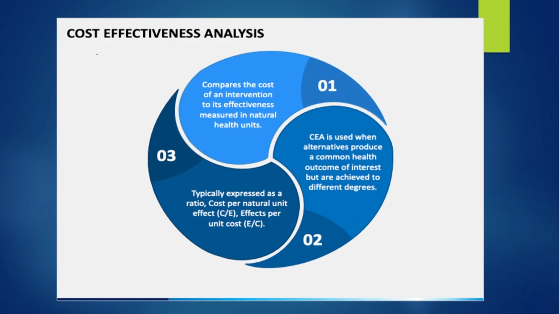Cost effectiveness analysis can be described in 3 ways. First of all, it compares the cost of an intervention to its effectiveness measured in natural health units. Second, it is used when the alternatives produce a common health outcome of interest but achieve it to different degrees. Thirdly, it is typically expressed as a ratio: cost per natural unit of effect, or effect per unit cost.